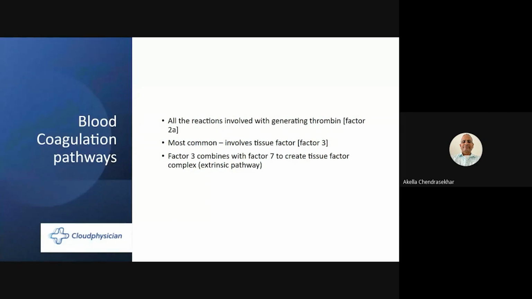Now we've spoken about platelet aggregation. Now we're talking about coagulation issues, right? All that involves various factors getting up to thrombin generation, right? Generating factor 2A. So this is what we're going to talk about. Let's continue to the next slide.